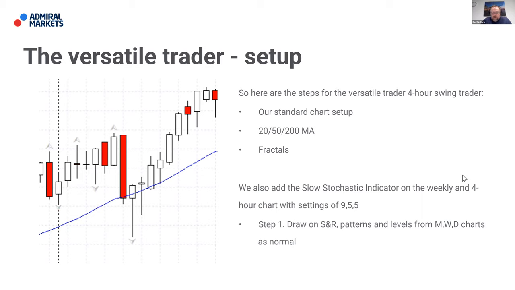Whenever you open a chart, you should be looking to draw on levels of support and resistance, any particular patterns, and any big round number levels from the monthly, the weekly, and the daily charts as normal. So that shouldn't really matter whether you're an intraday trader, a 4-hour trader, a commodities trader, a crypto trader, or an FX trader. It's simply a case of, as soon as you open any chart, that is what you should be doing. It should be part of your automatic process, all right?